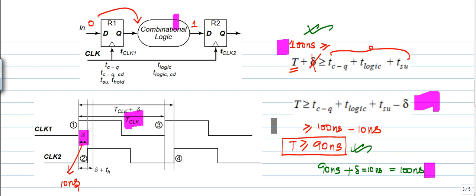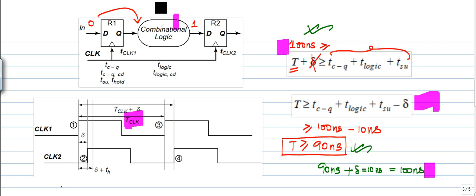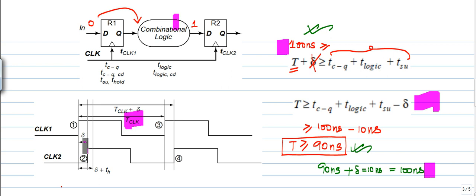But positive skew has a harmful effect when we increase the delta. As we know, the delta is the clock skew. When this delta is small, there is no problem, it is an advantage. But when this delta is large, then the circuit operation will collapse, and that concept we will discuss in the next lecture.